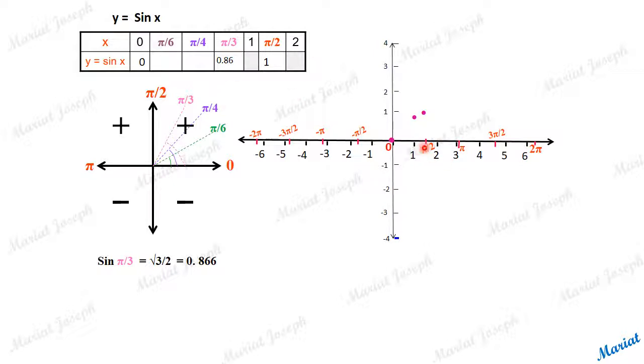And pi by 3 is a little below pi by 2. So here is the x-axis, x coordinate. And the y coordinate is a little below 1. So this is the point plotted.